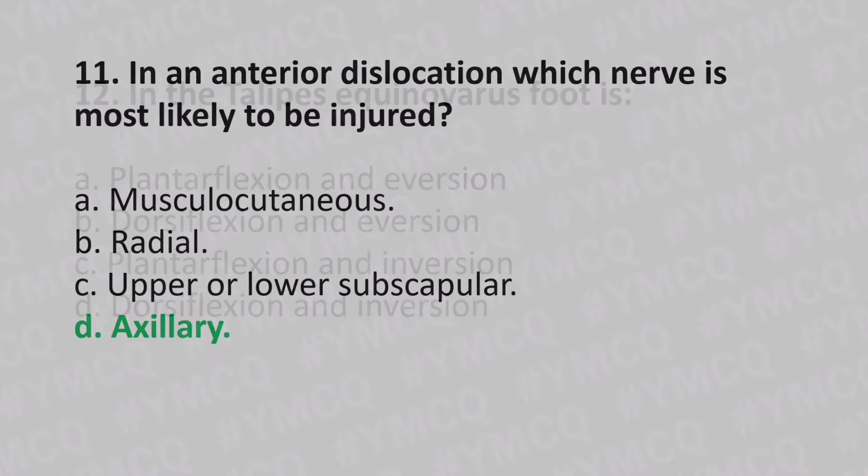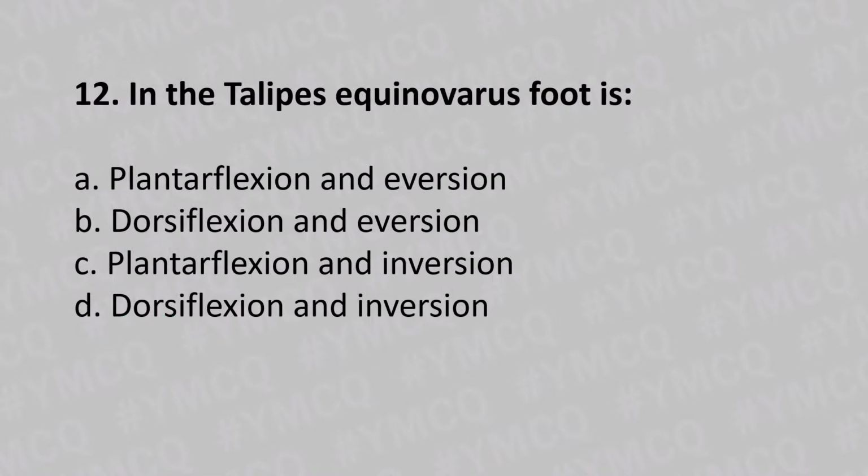Moving to our 12th question, in talipes equinovarus the foot is in option A, plantar flexion and eversion, option B, dorsiflexion and eversion, option C, plantar flexion and inversion, option D, dorsiflexion and inversion. And the answer is option C, plantar flexion and inversion.